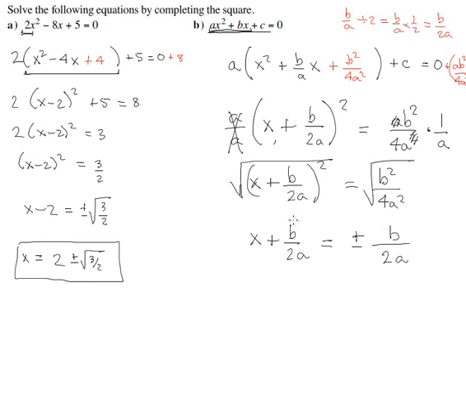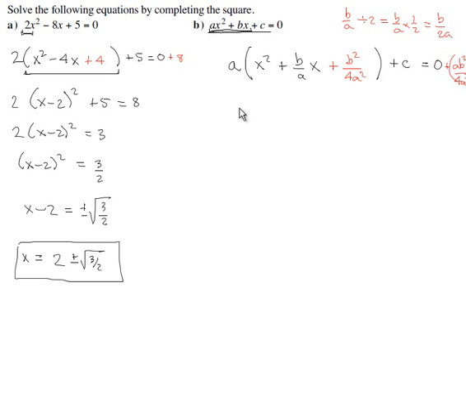And then we take this b over 2a over to the right-hand side. So follow along with what we did in the other side. When we got to this point, we subtracted the 5 from each side. Here, we're subtracting c from each side. So the next thing that happens is we have our a.